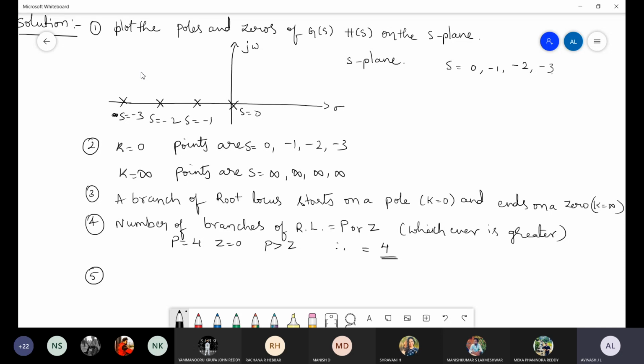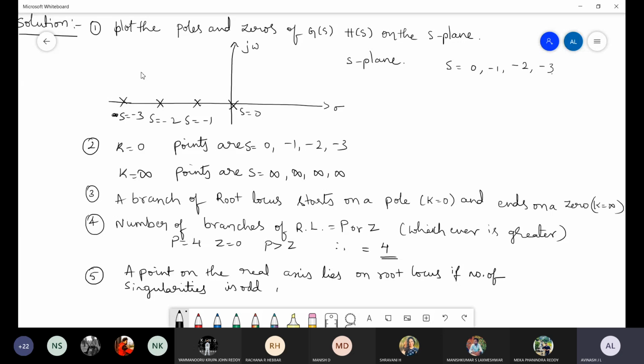So next is step number 5. A point on the real axis lies on the root locus if the number of singularities on the right of the point is an odd number.